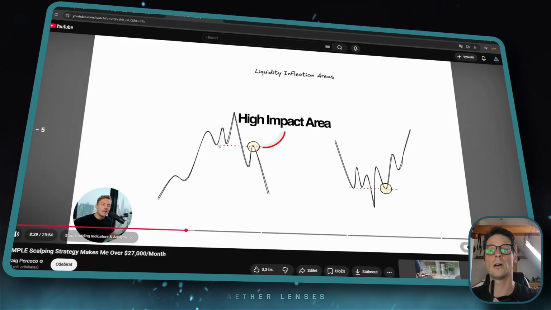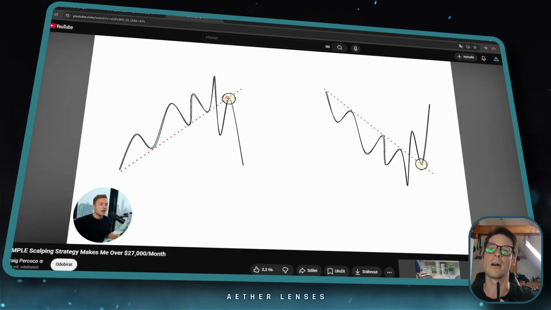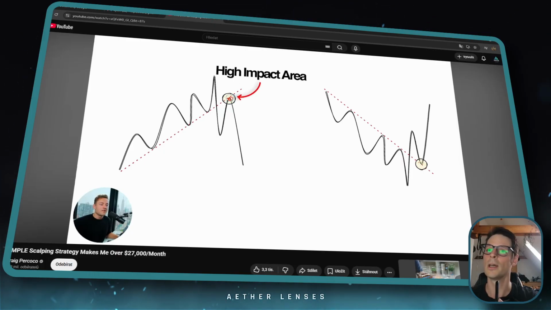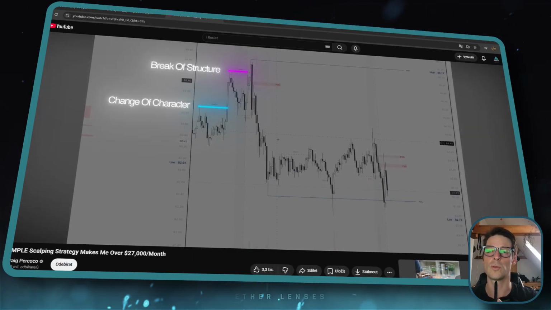Then he looks for higher impact areas. Those are places where support becomes resistance, resistance becomes support, or where price breaks structure and comes back for a retest. After that, he drops to a 1 minute chart and looks for change of character.